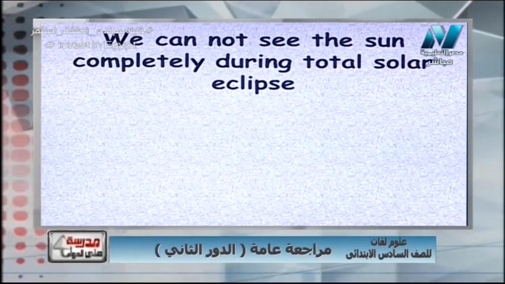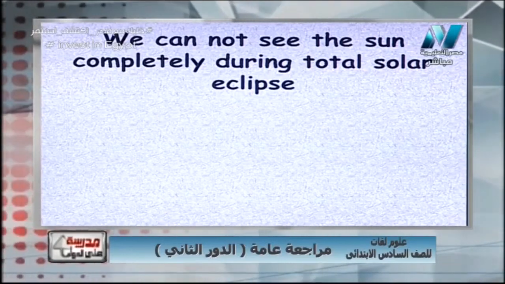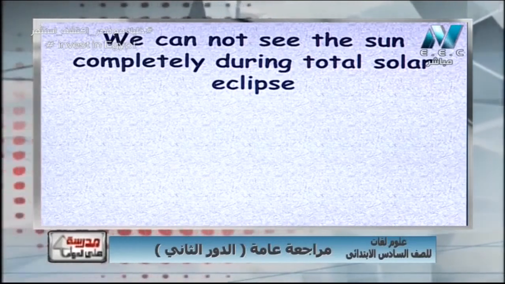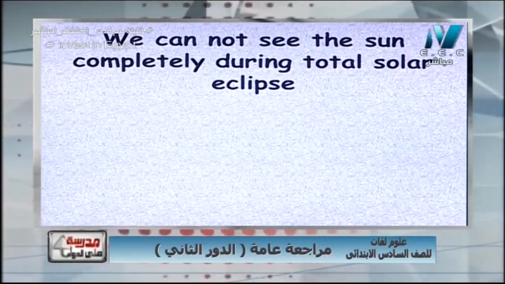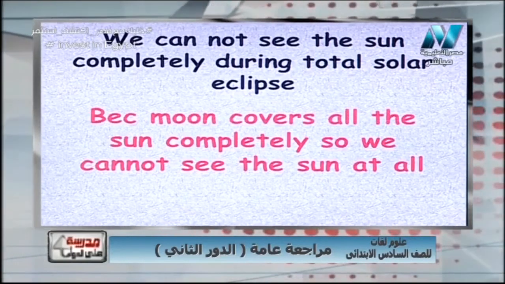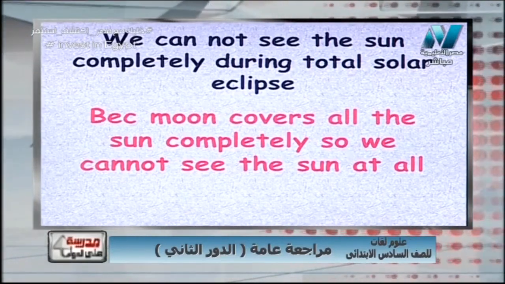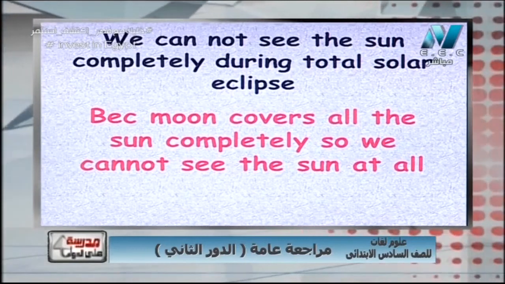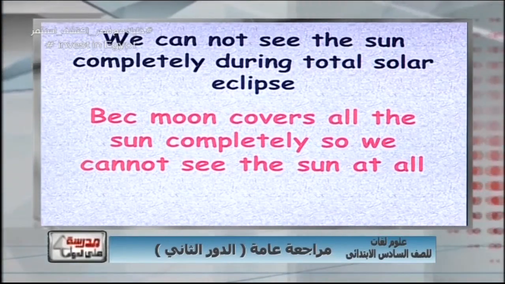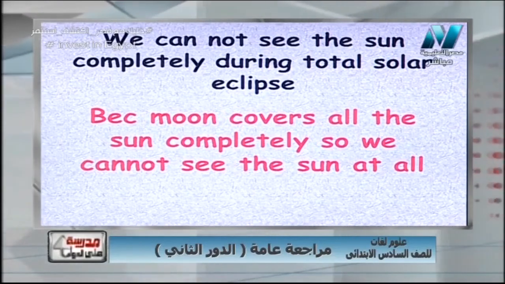We cannot see the sun completely during the total solar eclipse. ما ينفعش تشوف الشمس بشكل كامل أثناء السولار إكليبس اللي هو النوع الأول اللي بنسميه توتال. طب ليه؟ أصل المون بيغطي على الشمس تماما فما ينفعش تشوفها خالص. Because the moon covers all the sun completely. So we cannot see the sun at all. عشان كده ما ينفعش تشوف الشمس على الإطلاق.